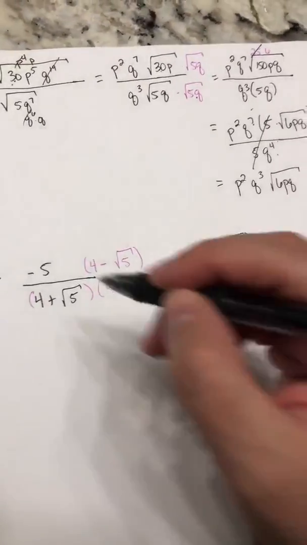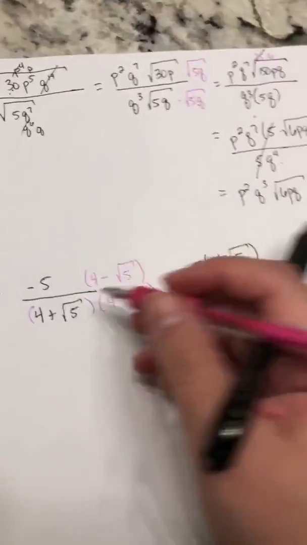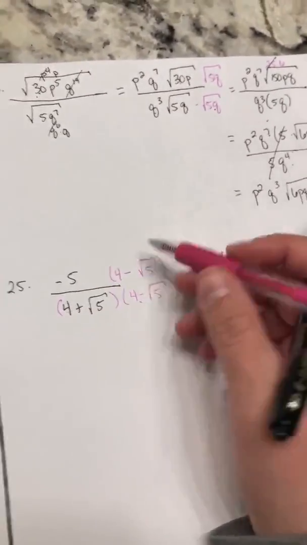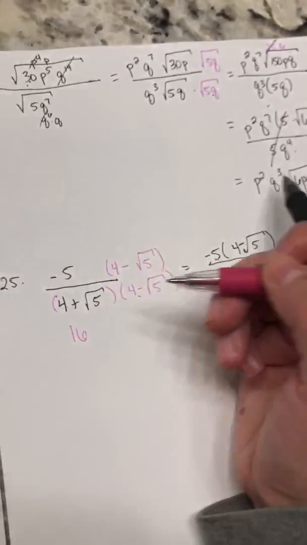Divided by, now what's in your denominator? So what we do is, if you FOIL this, 4 times 4, so that's first 16.